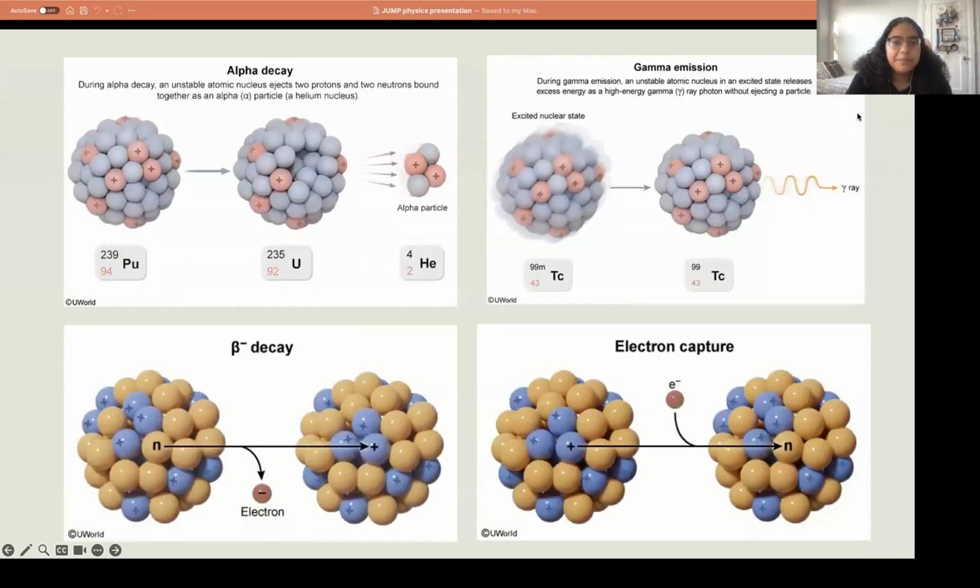Okay, so for example, in the top left, you're creating uranium because you're losing those 2 protons to the alpha particle. For beta decay, a neutron becomes a proton and an electron for the beta negative. And so you'll actually go 1 to the right on the periodic table, for example. And then the reverse of that is electron capture, where a proton and electron become a neutron. And then for gamma emission, you don't actually change what the atom is. It'll stay whatever it was before.